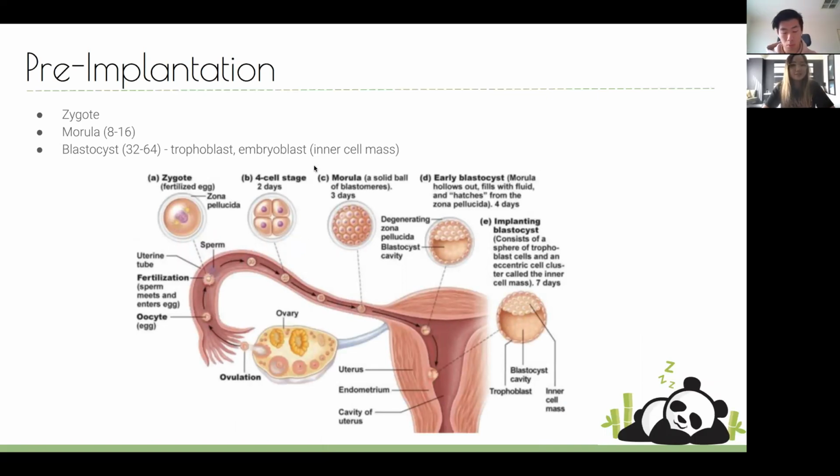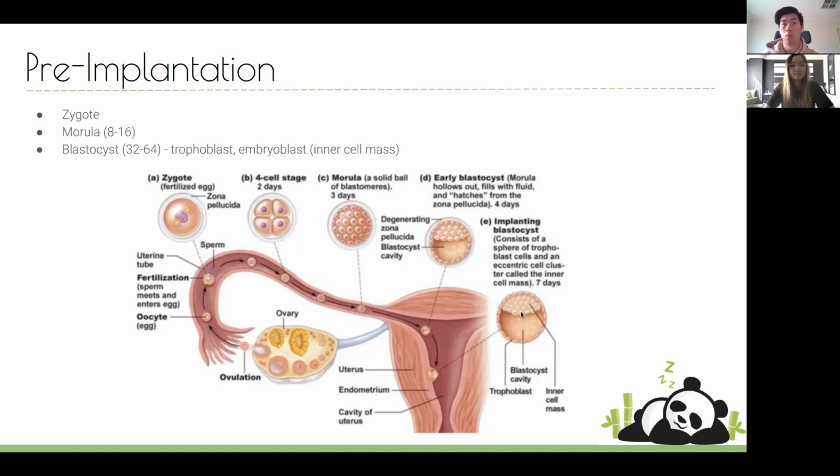And then you have a 4 cell stage at around 2 days. By 3 days, you have a morula, which is 8 to 16 cells. And then by day 8, I think, you have a blastocyst, which is 32 to 64 cells. And that's got your trophoblast on the outside and your embryoblast over here, which is your inner cell mass.